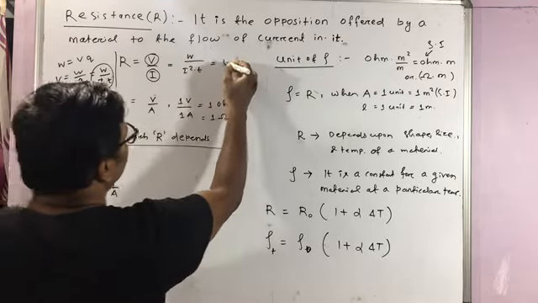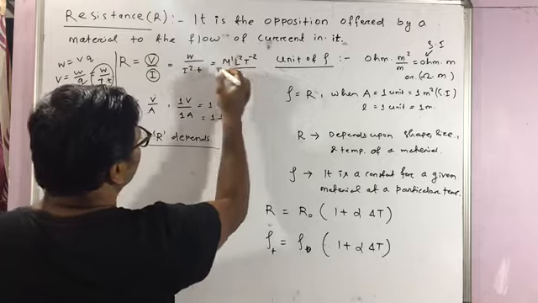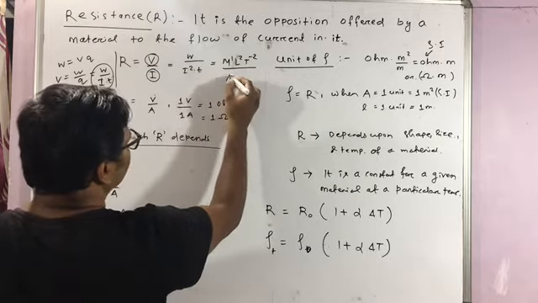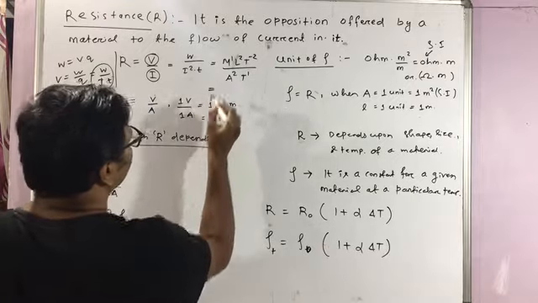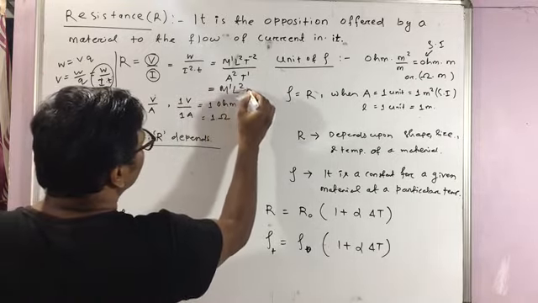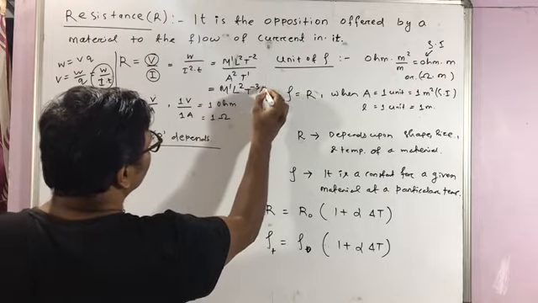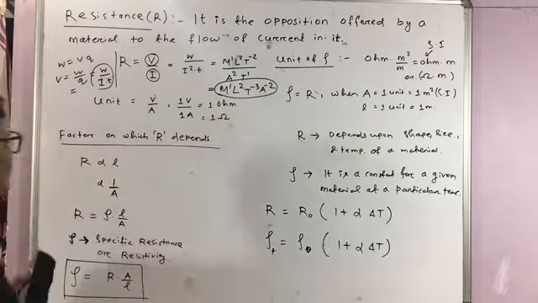The dimension of W is M1 L2 T minus 2, divided by I, which is A2, and T is T1. If you simplify, your dimension is M1 L2 T minus 3 A minus 2. This is the dimension of your resistance.